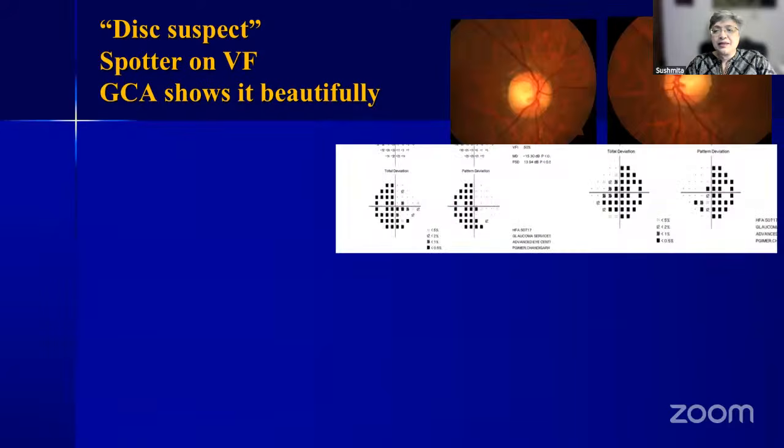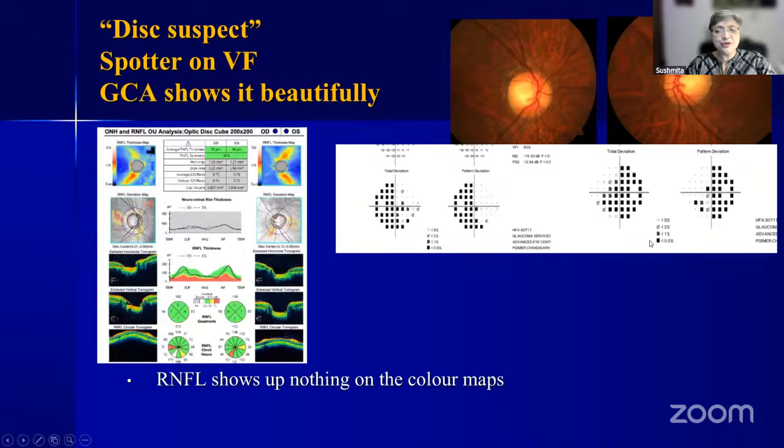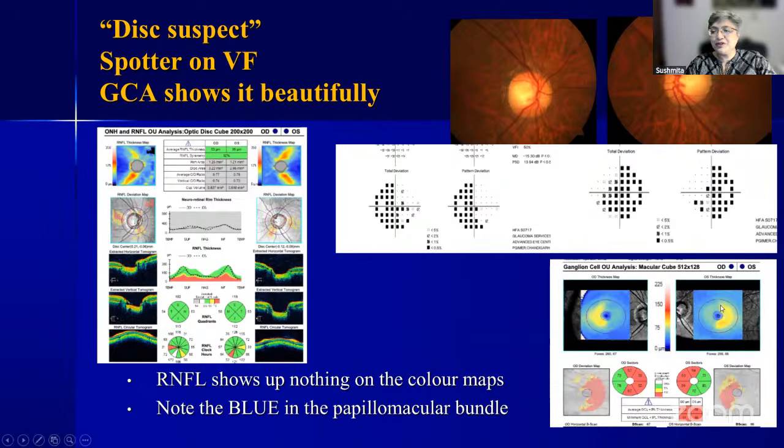A disc suspect, it's a spotter on the visual field, bitemporal hemianopia. I like the OCT for this, even though this is the RNFL, it doesn't say anything, but the GCA shows it up beautifully. So this is so nice that a bitemporal ganglion cell loss, or a binasal loss showing up as a bitemporal visual field defect. So it is, I think, important to do a ganglion cell and an RNFL in every patient of suspicious disc. But we would never have suspected it just on this. He was just a large disc and large cups until this showed up.